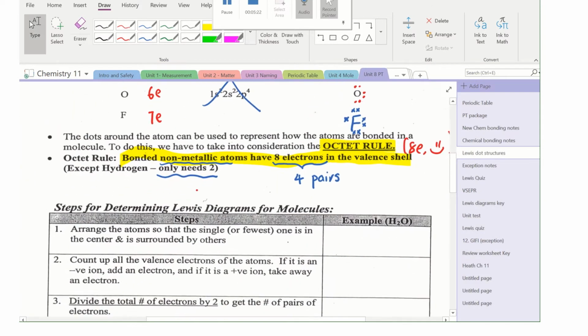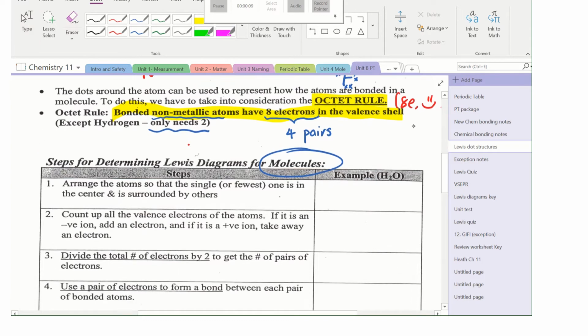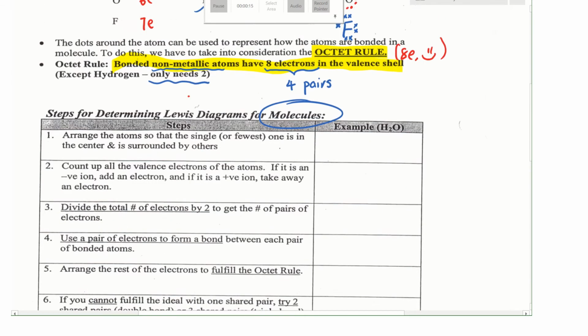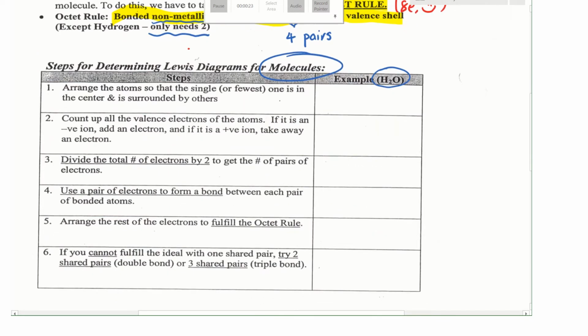Okay, so here we're going to move on to how to draw Lewis diagrams for molecules. Again, for molecules, we're talking about covalent molecules. For drawing Lewis diagrams, I have broken it down into many steps so it's easy for you guys to follow. I'm going to start with using the example of water, H2O, and go through all these steps to figure out how to draw the Lewis diagram for water.